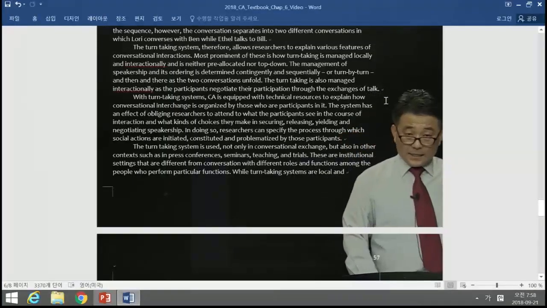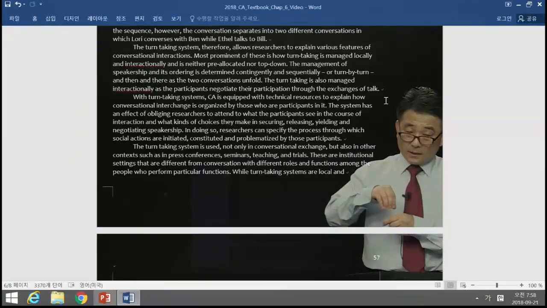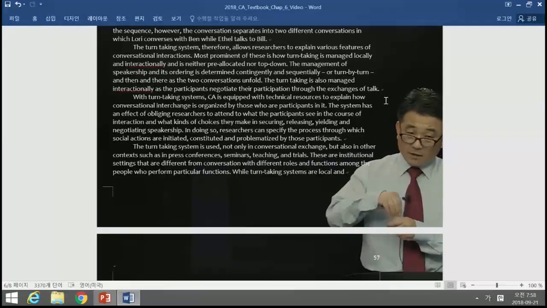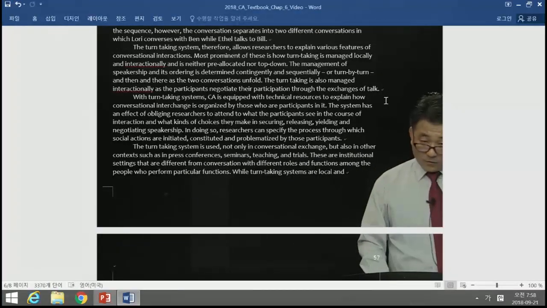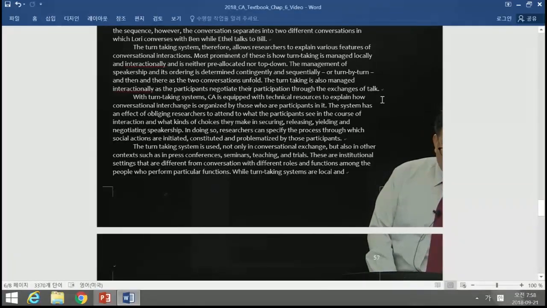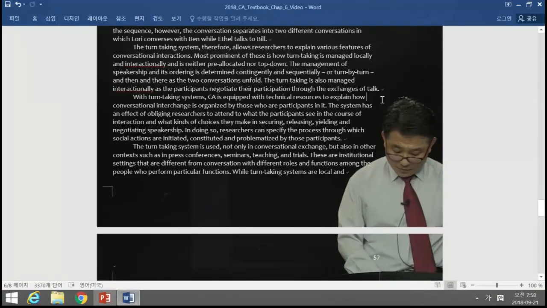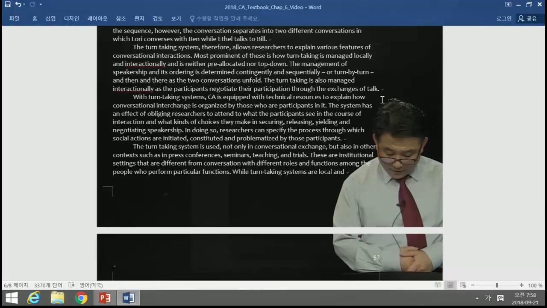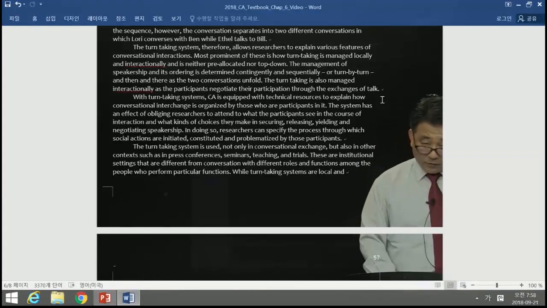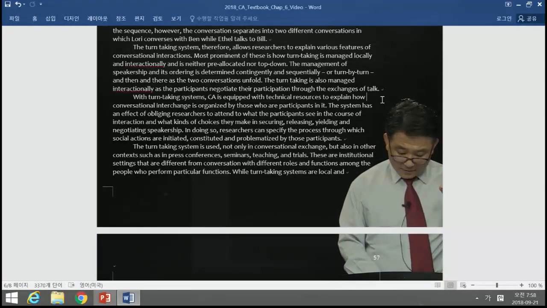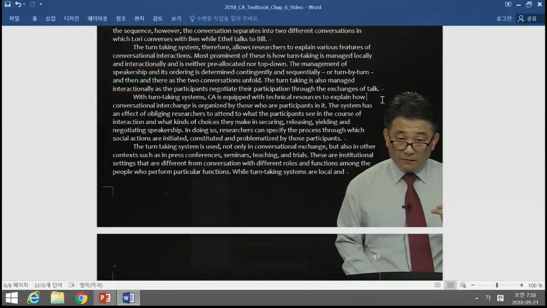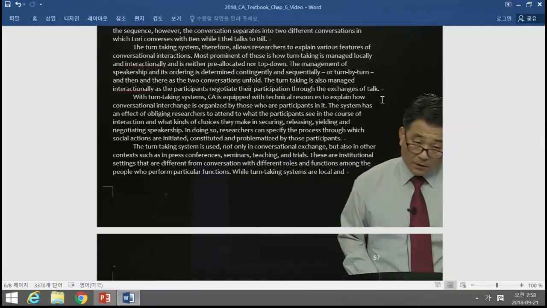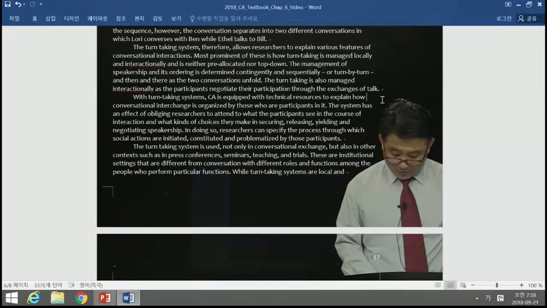So in this section, we talked about turn components, what makes up a turn, and how that turn is allocated to determine the next speaker. So with the turn-taking system, CA is equipped with technical resources to explain how conversational exchange is organized by those who are participants in it. If you use a turn-taking system, then CA researchers can go in and analyze how people in each particular context coordinate their speakership.